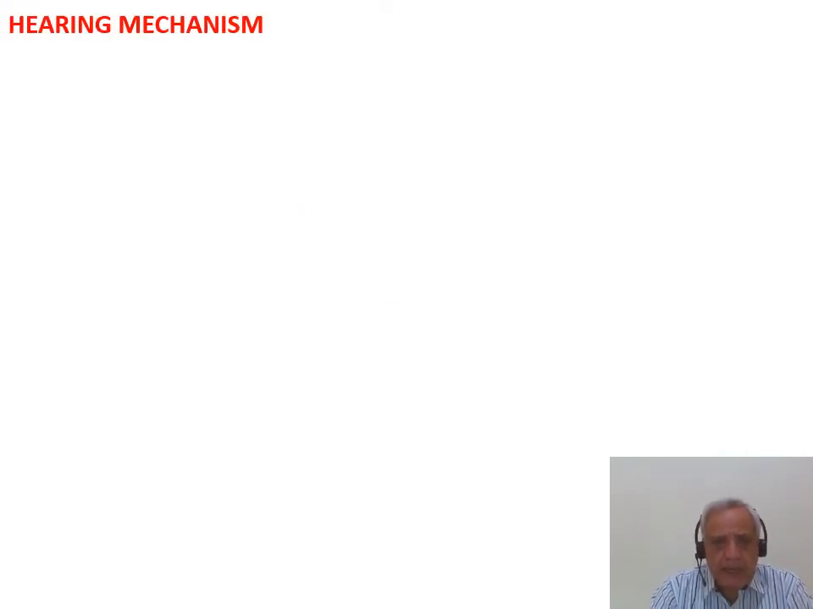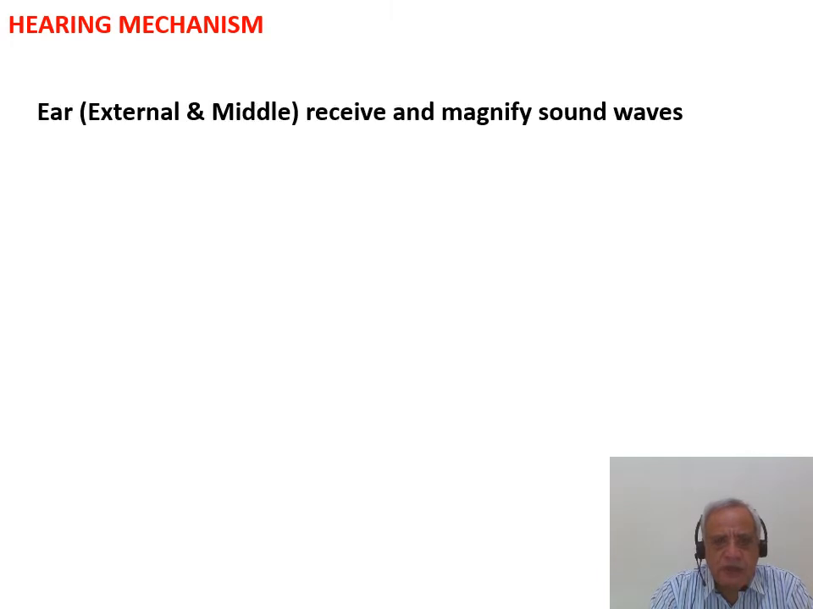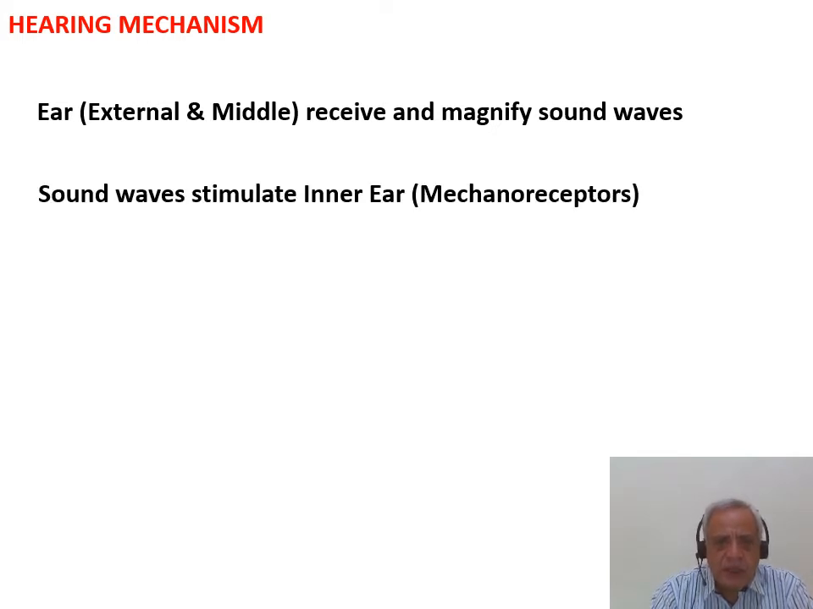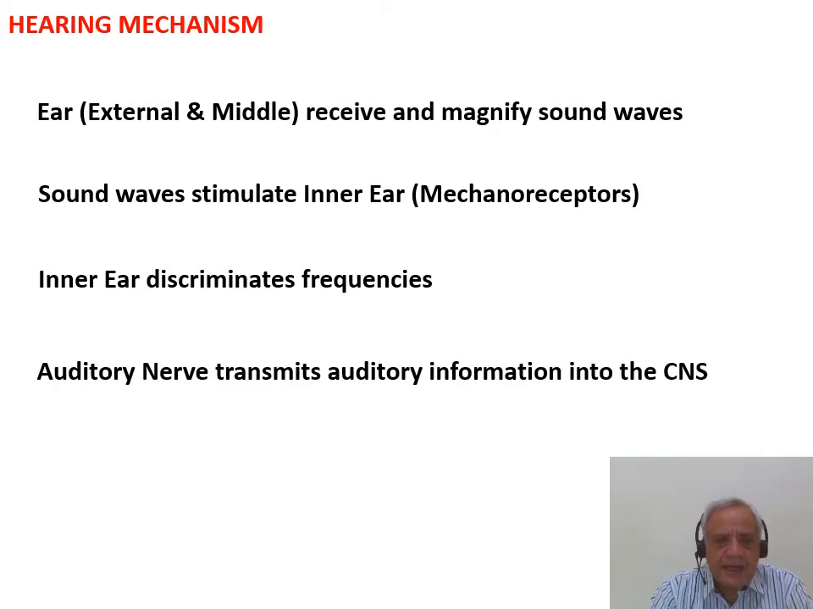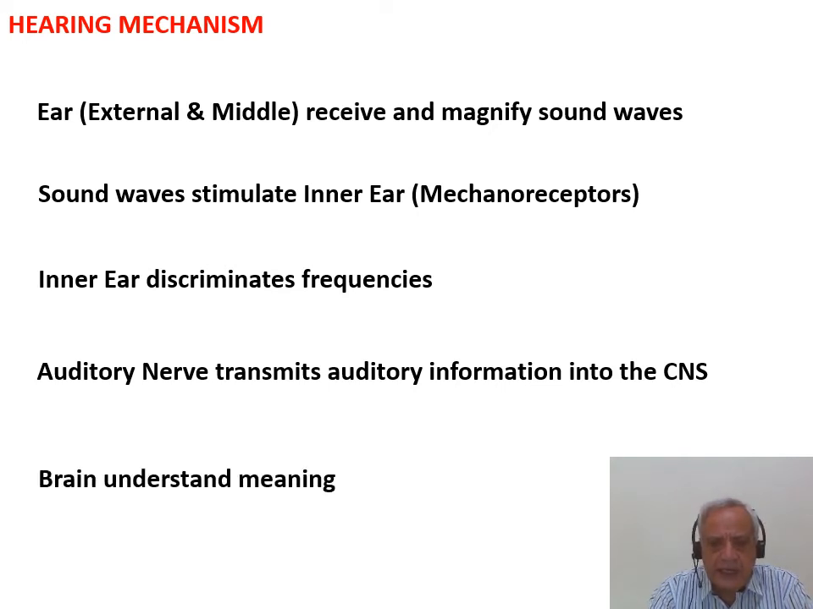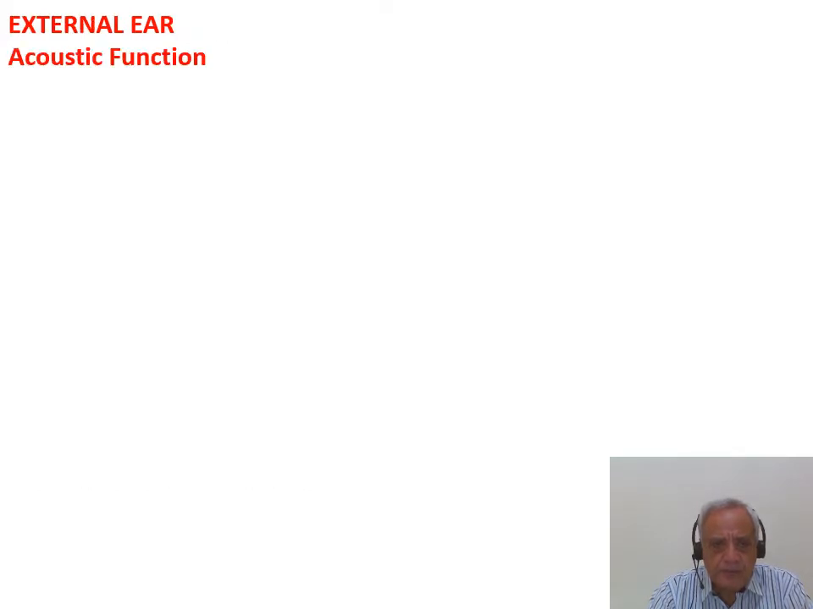This will bring us to the hearing physiology. In the hearing mechanism, the sound starts with the external and middle ear receiving sound, and they magnify the sounds so that they stimulate the inner ear. The receptors here depend on movement, so these are mechanoreceptors. The inner ear will discriminate the frequencies, and then transmit the auditory information via the auditory nerve to the CNS, where the brain will understand meaning and speech.